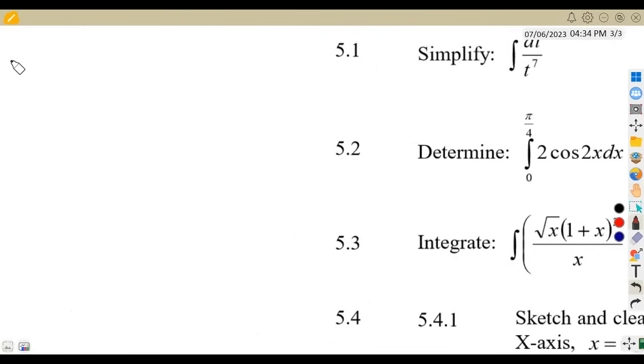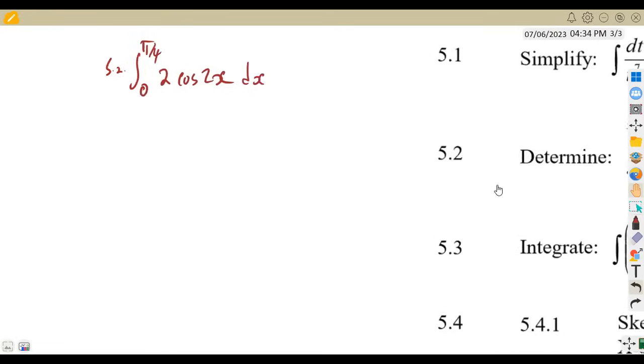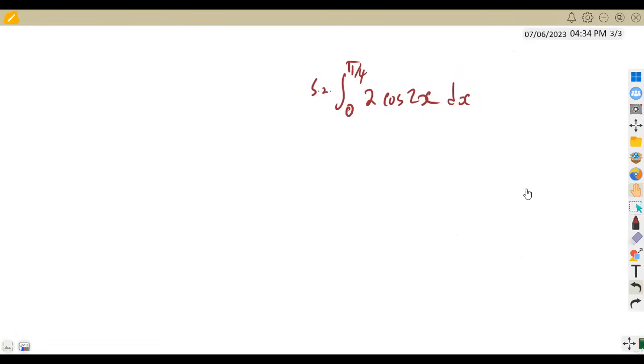So this is the integral, that's 5.2. The integral, we have given limits here, pi over 4 and 0, of 2 cos 2x with respect to x. All right, so how can we integrate this part? If you check here, it's a trig function, and there is a 2 in this case.